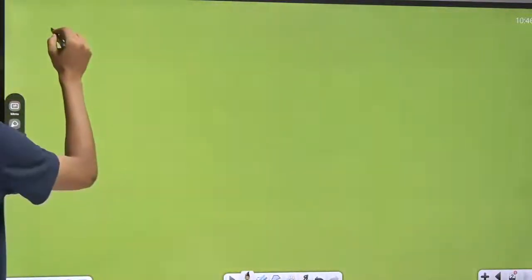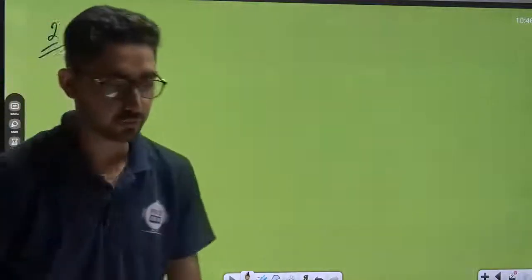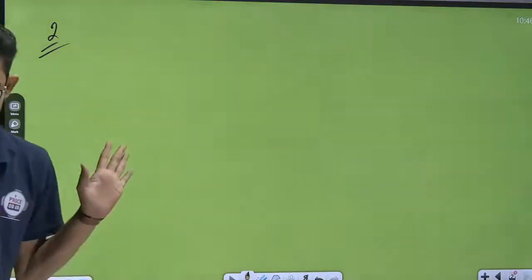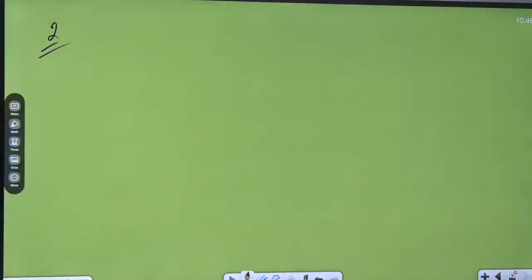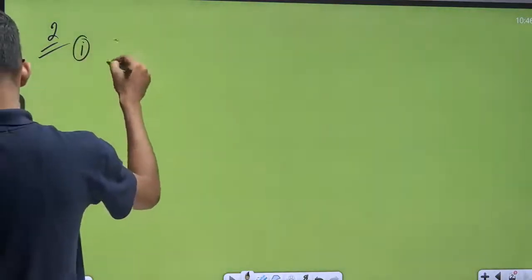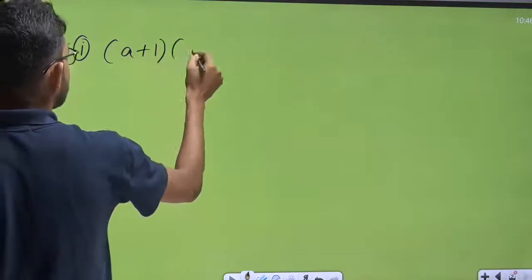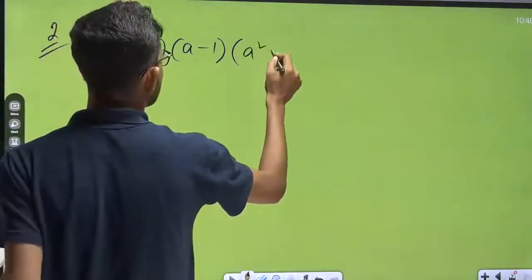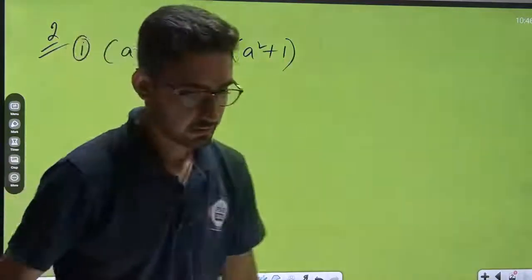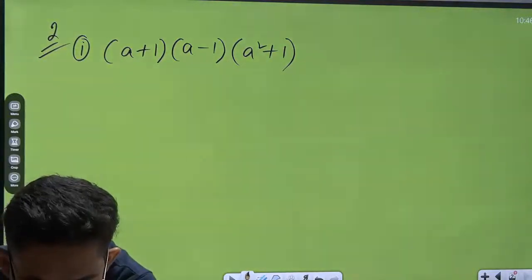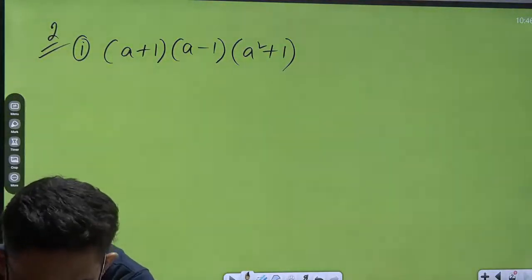Okay, now next question. See here. So second question, let's see what the question says. In the second question, you have to do the same thing. Find the following products. Find the following products. So, first question, a plus 1, a minus 1 and a square plus 1.